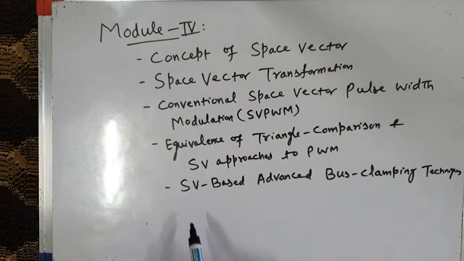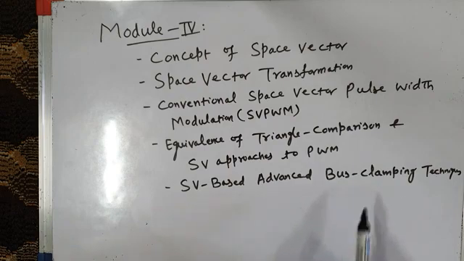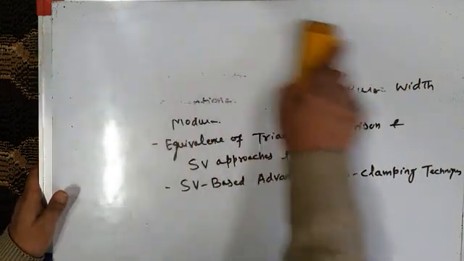And finally, we are going to discuss some very special types of space vector based pulse width modulation, which is called space vector advanced bus clamping techniques. These are special PWM techniques which are not possible with triangle comparison. So this is what we are going to cover in this module, module number 4. This module will comprise a series of lectures, and in this series I will try to cover all these topics which I have enlisted here.